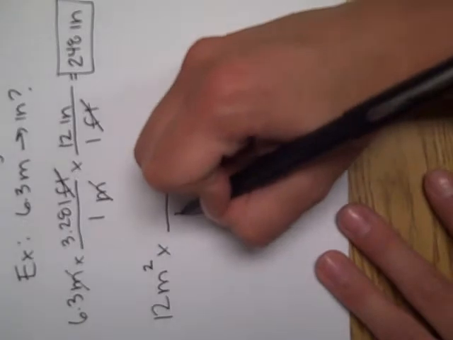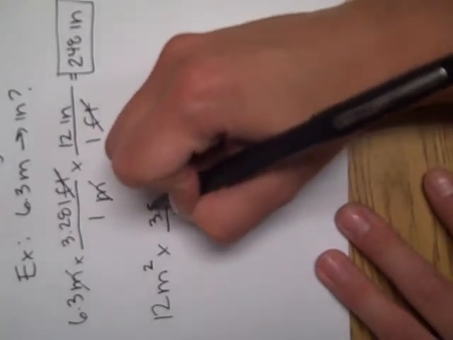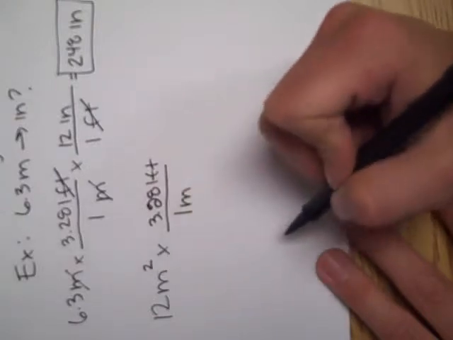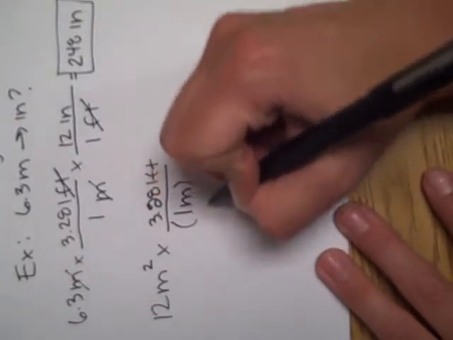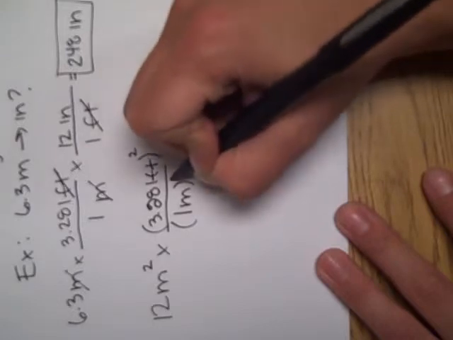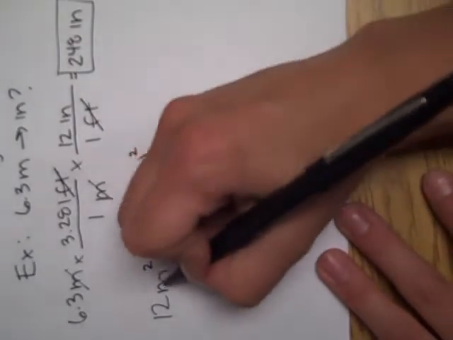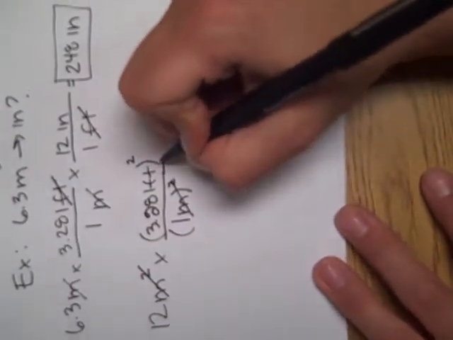The one thing you have to remember, yes, 1 meter is still 3.281 feet, but now I've got this meters squared. So what you need to do, and I like to put parentheses on my bottom and my top there, is you can't forget you have to square everything in the top and everything in the bottom. So now meters squared will cancel with meters squared.